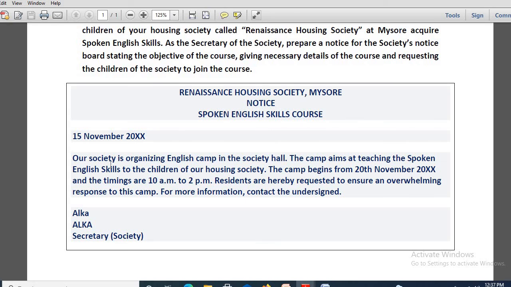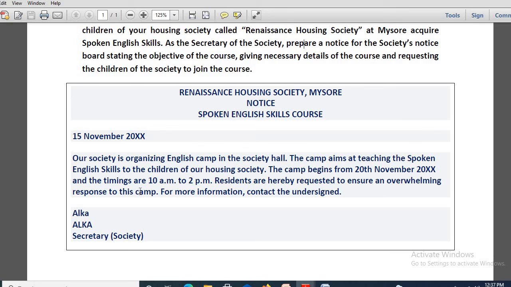15th November, but before that, Renaissance Housing Society, Mysore, these things are important. Next line you have to write notice. Next line, spoken English skills course. Then here you have to write the date. These things are very, very important.